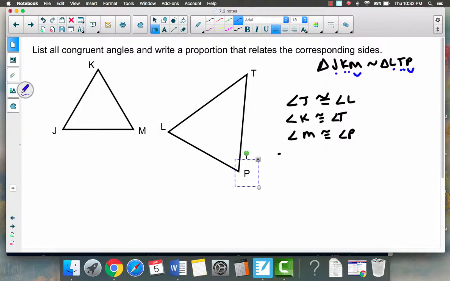So notice we just matched them up. Now, sides can be written as proportions.